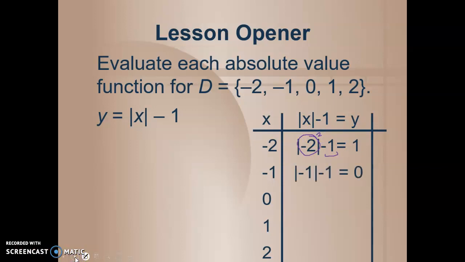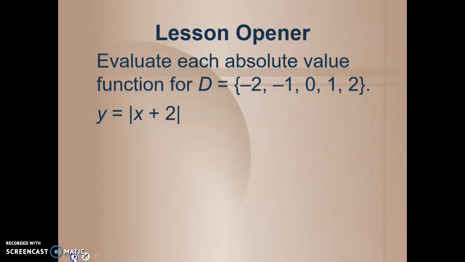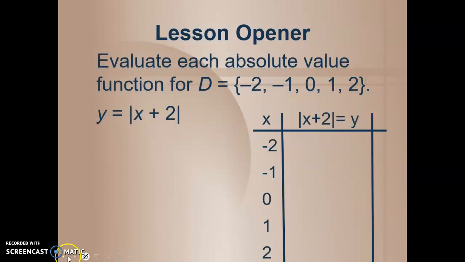The absolute value of -1 is 1, and 1 minus 1 is 0. The absolute value of 0 is 0, and 0 minus 1 is -1. The absolute value of 1 is 1, and 1 minus 1 is 0. And the absolute value of 2 is 2, and 2 minus 1 is 1. So again, if we wanted to list our xy coordinates, I'm not going to write these out this time, but we have our xy coordinates there. So we could go ahead and graph these 5 points if we were asked to graph it. All right, try this one on your own and then come back and check your work.